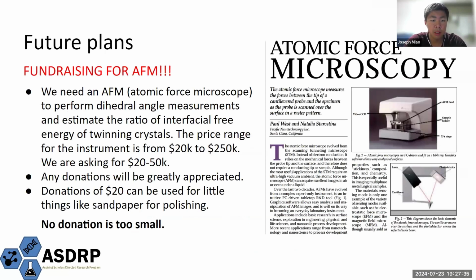So we're also fundraising for an AFM, which is the atomic force microscope. This is so we can perform dihedral angle measurements and estimate the ratio of interfacial free energy of twinning crystals. The price range for the instrument is $20,000 to $250,000, but we're really only looking for $20,000 to $50,000. Any donations will be greatly appreciated, and donations of $20 can be used for little things like sandpaper for polishing our copper samples. No donation is too small.